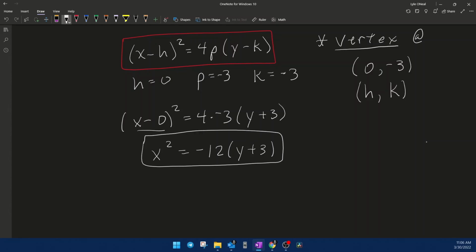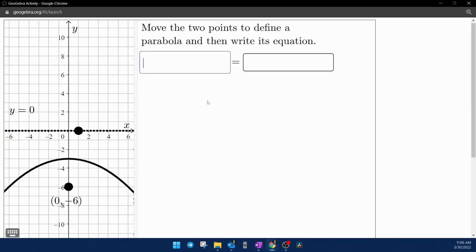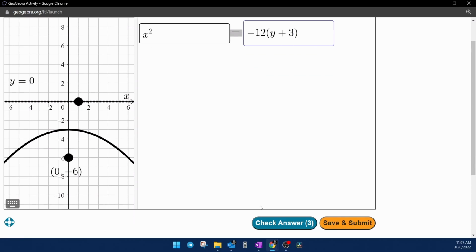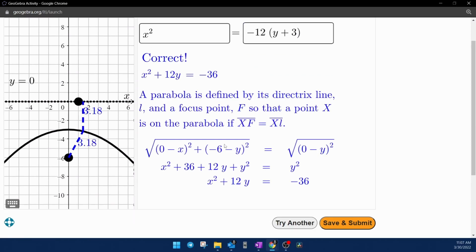And now let's go back to the GeoGebra window to see how we did. All right, here we go. Inputting our answer: x squared equals -12, parentheses, y plus 3. And then we're going to scroll down and check. Yes, and we're done. And I don't know if you noticed, but that covers both vertical and horizontal directrix.